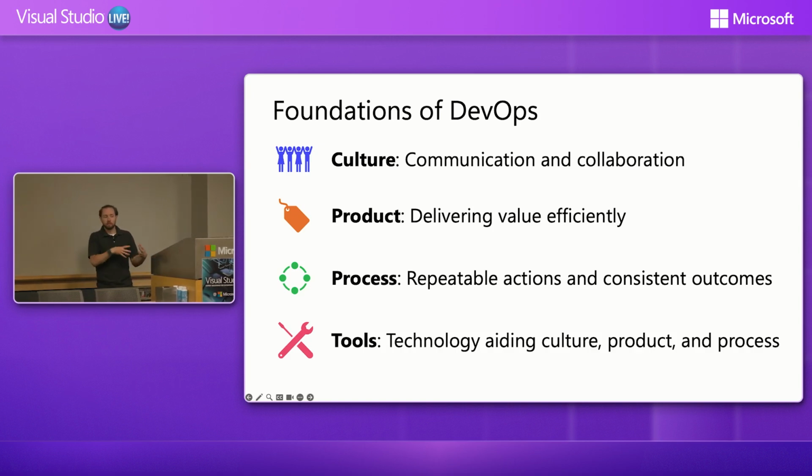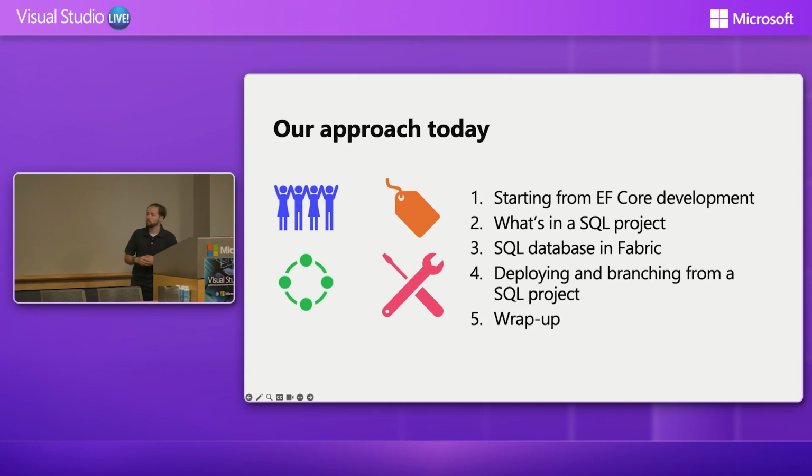But usually having an automatable or repeatable process does mean that there are some tools involved. Us as humans are extremely valuable, but the tools help us be able to do things and pull it all together. So when we talk about SQL projects and SQL development today, we're going to bring all of those DevOps components in. I'm actually going to start by talking about EF Core development for just a very brief moment, not to alarm anyone, but I want to start there because a lot of times SQL projects and ORM-based development are seen as kind of antithesis to each other.